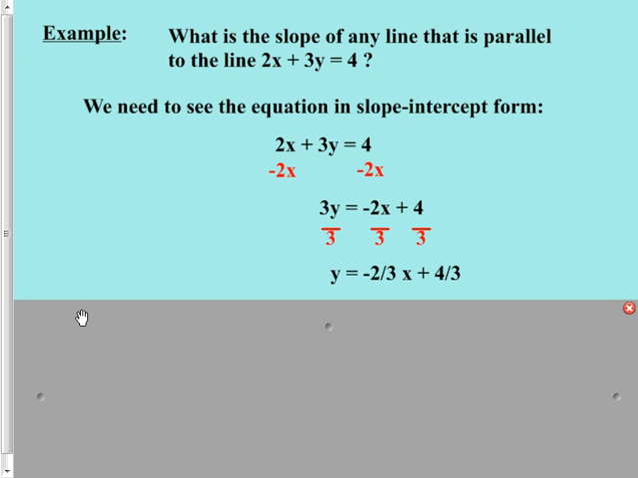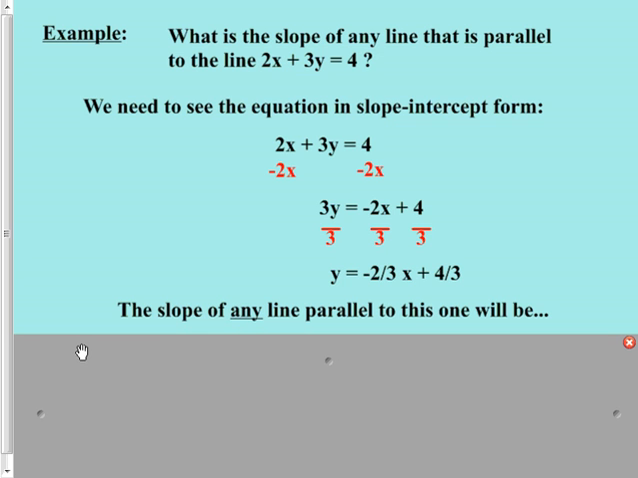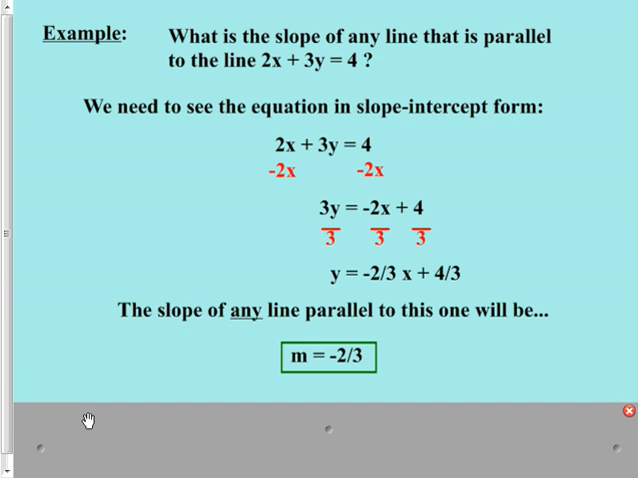And more importantly, we have found our slope-intercept form. So we ought to be able to decide what is the slope of any line that is parallel to 2x plus 3y equals 4. Well, what is the slope of this line? It is negative 2/3, as we just found. So any line that wants to be parallel to this line must also have a slope of negative 2/3. That's your answer.